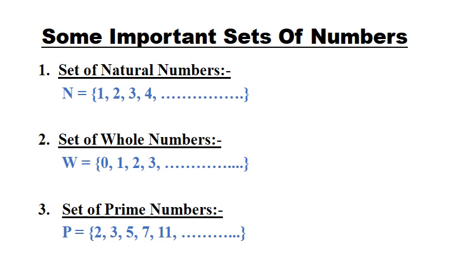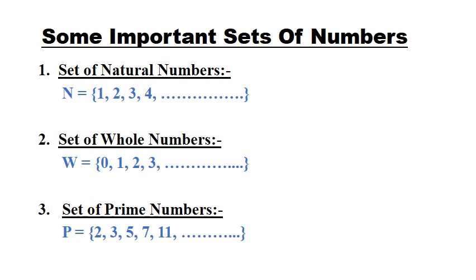Similarly, we have another set of numbers and this is the set of prime numbers. It is usually denoted by capital P. So every prime number has exactly two factors, 1 and the number itself. Or we can say that each prime number is only divisible by 1 and itself. Now, the prime numbers are 2, 3, 5, 7, 11 and so on.